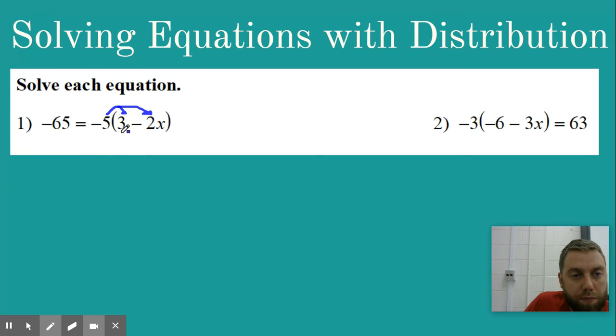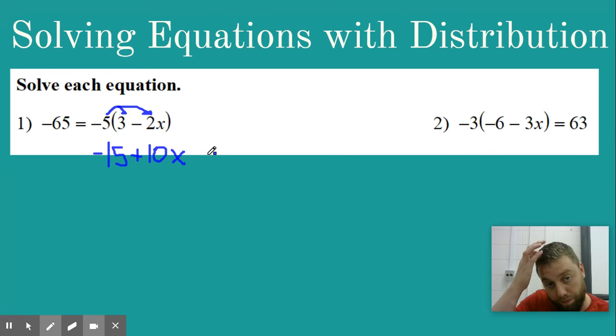Now, negative 5 times 3 is negative 15. Negative 5 times negative 2x, negative times a negative, is a positive 5 times 2, 10, and then the variable just stays the same right there.